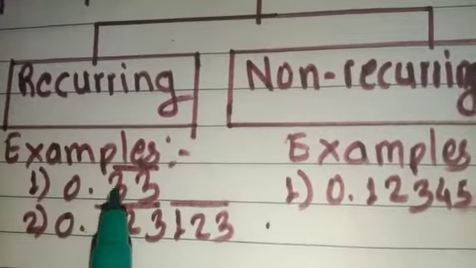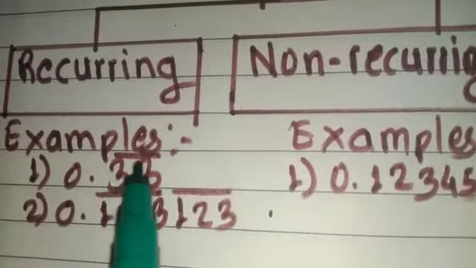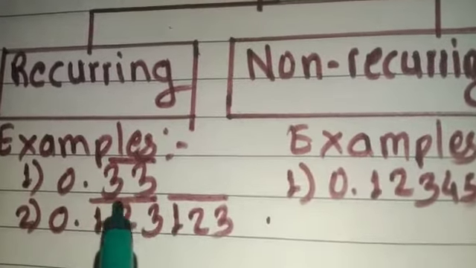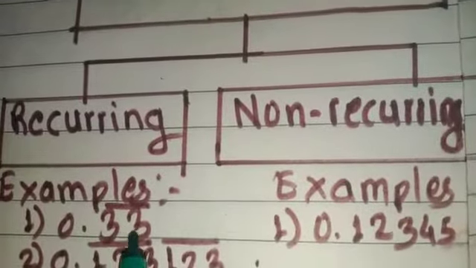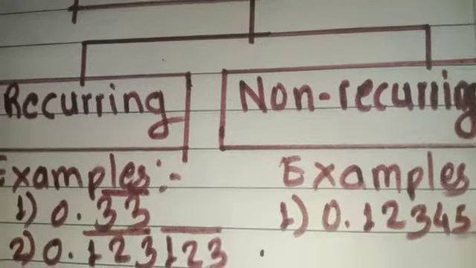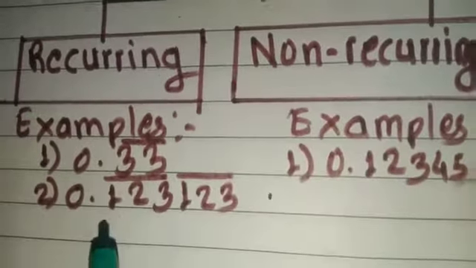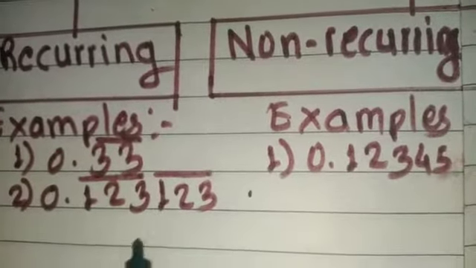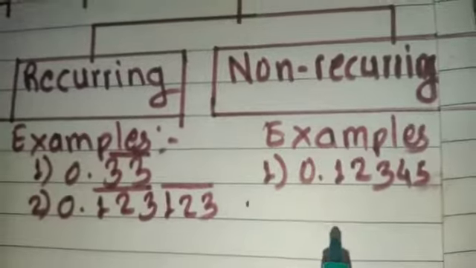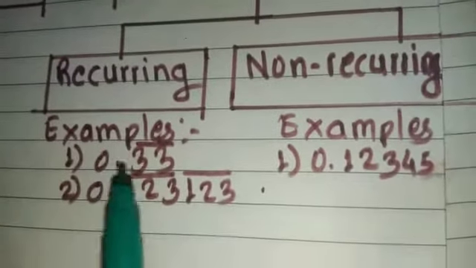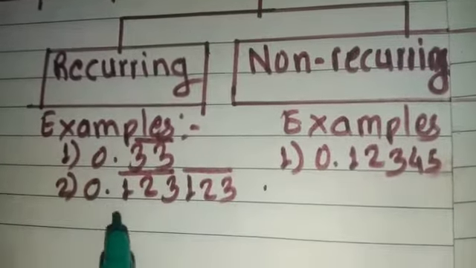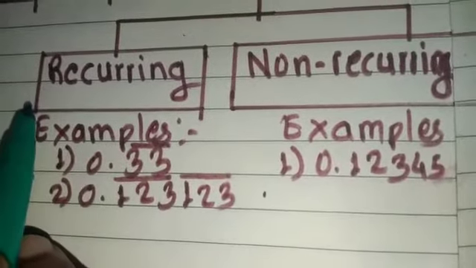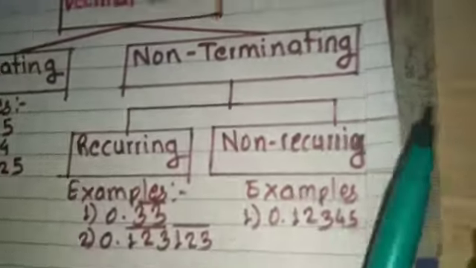Here see, 0.3333 will become, this bar means what? This number is going to repeat. So this will be the one number. 3 is going to repeat here, that's why it is one number. But sometimes the pattern also will look like this. For example, 0.123, again 123, again if you solve, 123 only will become there. Means either one number or one pattern is going to repeat in the division, that will be called your recurring decimal number, that is in the non-terminating.